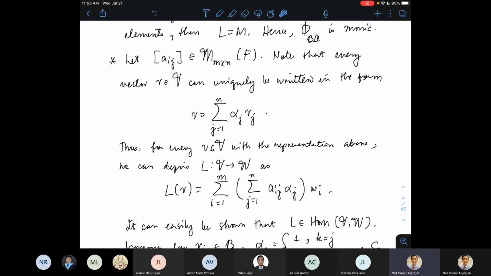So, given ngayon yung matrix, meron bang corresponding linear transformation for it? Now we note that every vector in V can uniquely be written using this basis expansion.